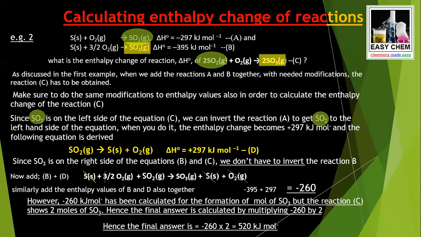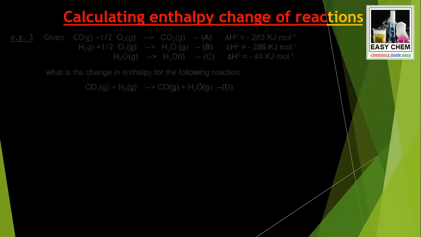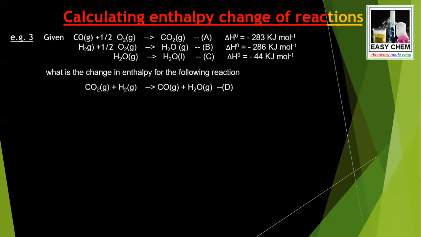Now, in this example number 2, there's more work than in example number 1. But if you go through it once or twice, you understand this concept is pretty simple and easy. We can probably go to another example, number 3. In this, we have 3 equations given. Using these equations, we have to find the enthalpy change for reaction D. Now, there are 4 equations given. Using equations A, B, and C, we have to calculate the enthalpy change for reaction D.